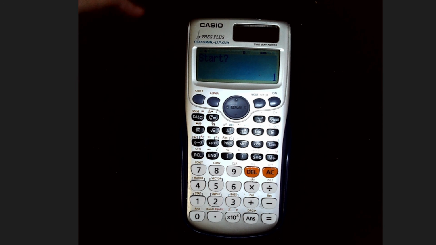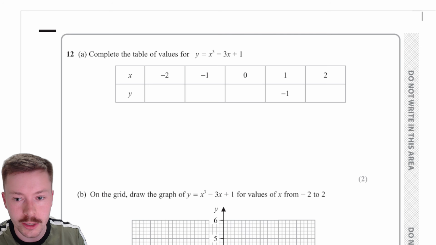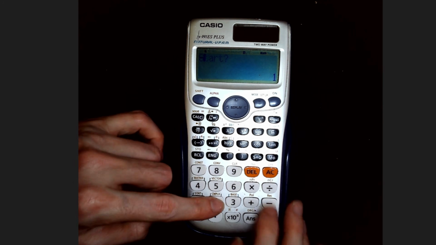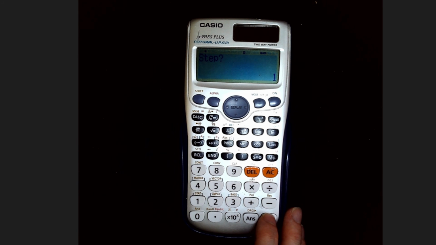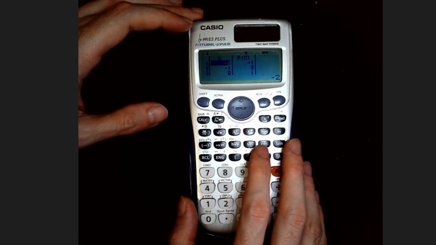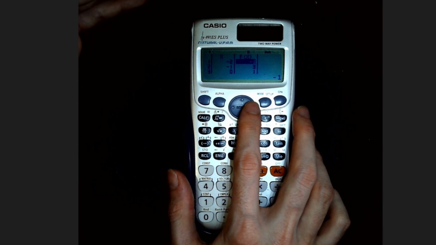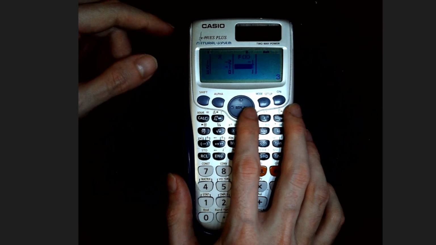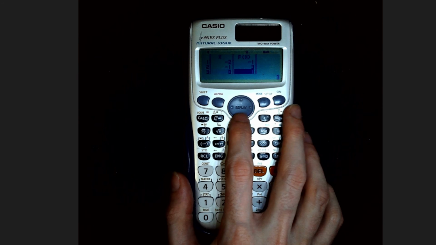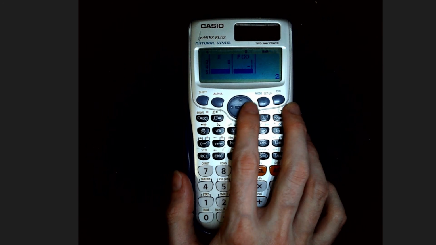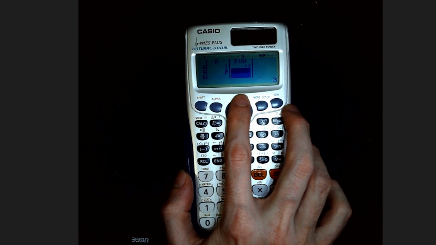Press equals. Now where do I want this to start at? If I have a look at the question, it's going from x is minus 2 to x is 2. So start at minus 2, go up to 2, in steps of 1. That means it's going to go minus 2, minus 1, 0, 1, 2. And that then gives me all of these values, essentially coordinates. Minus 2, y value is minus 1. Minus 1, y value is 3. 0, y value is 1. X is 1, y is minus 1. X is 2, y is 3. So that's given me all the values there.